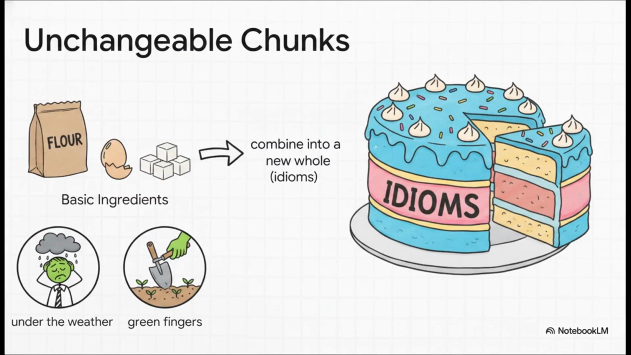Beyond collocations, we also have chunks that are completely 100% unchangeable. Fixed expressions are phrases like to tell you the truth or newborn. You can't just swap the words out, it's a fixed package deal. Then we have idioms. These are a wild kind of fixed expression because the meaning is entirely different from the individual words inside it. Like being under the weather means you feel sick. It has literally nothing to do with standing out in the rain. Having green fingers just means you're really good at gardening.